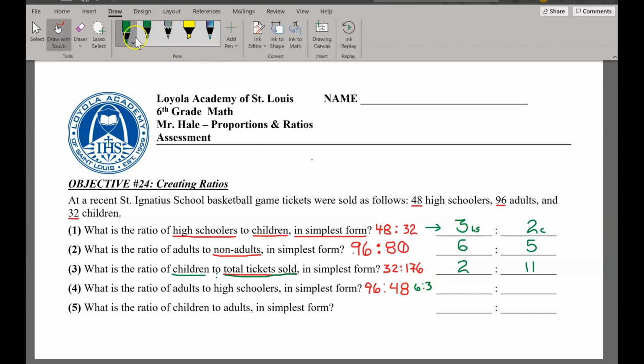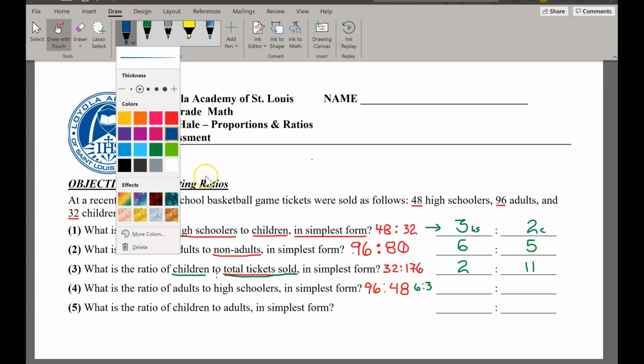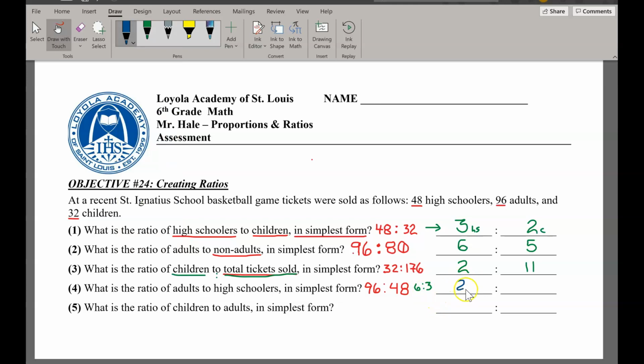But look at those two numbers, 6 and 3. I think those can be simplified even further. Both 6 and 3 can be divided by 3. 6 divided by 3 is 2. And 3 divided by 3 is 1. So the true ratio of adults to high schoolers is 96 to 48. But the simplified ratio is 2 to 1. We actually ended up dividing both of these numbers by 48 to get this simplified ratio.